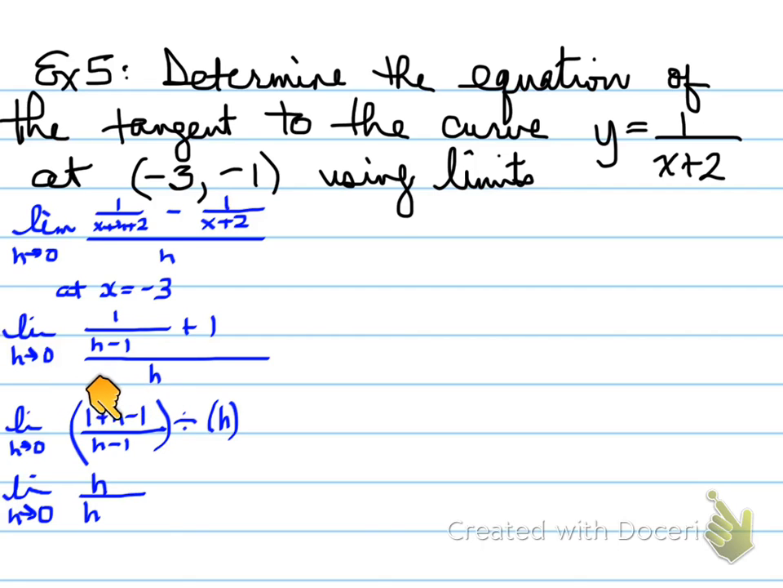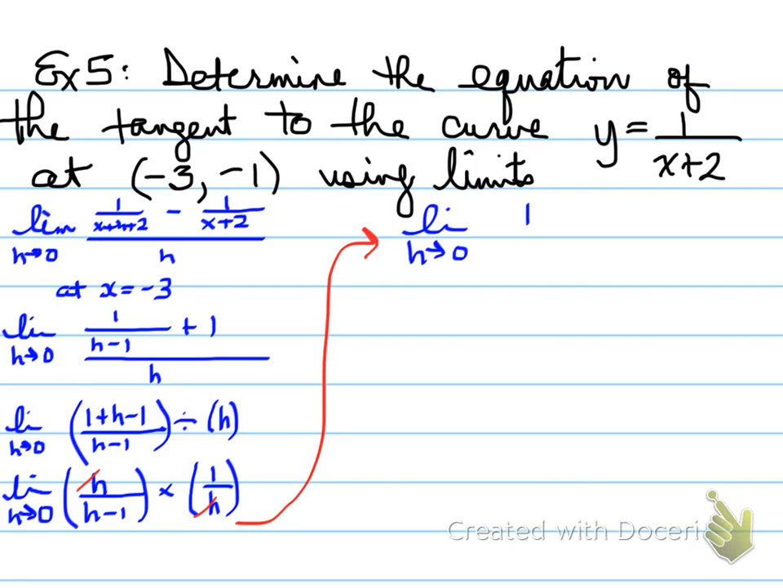So up here, we have h. On the bottom, we have h minus 1. And that times 1 over h. So this h and this h both cancel each other out. And once they cancel, you end up with, oh, look, folks, limit as h approaches 0 of 1 over h minus 1. Now remember, we don't have any more x's because we're not finding the general equation. We're only finding the slope of the tangent at this point.